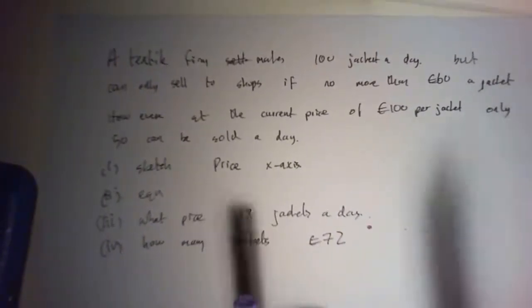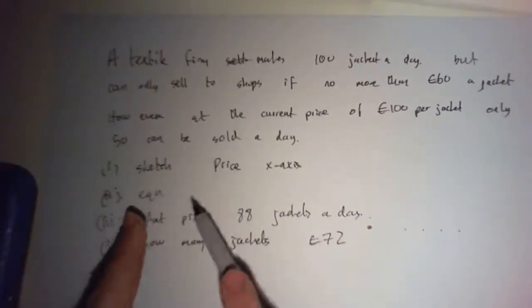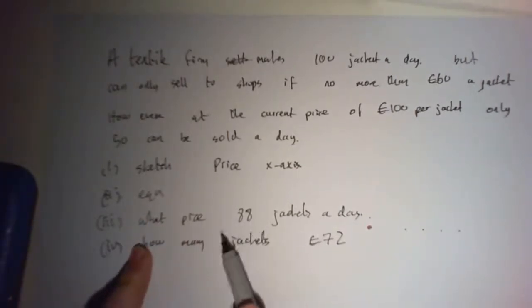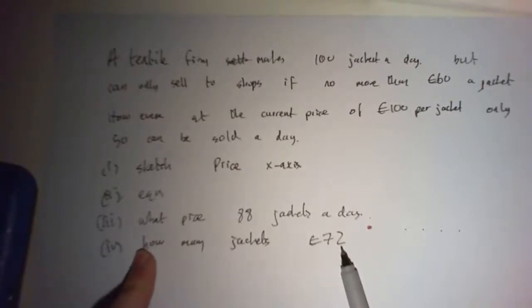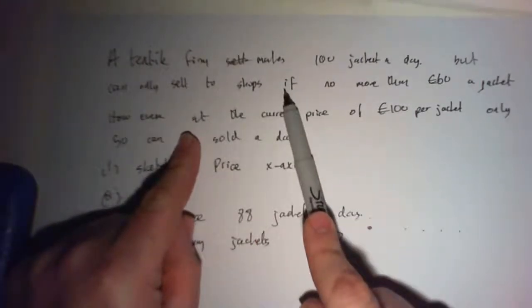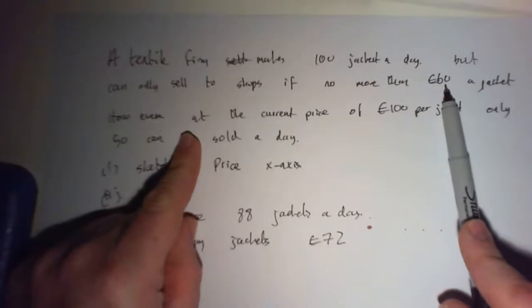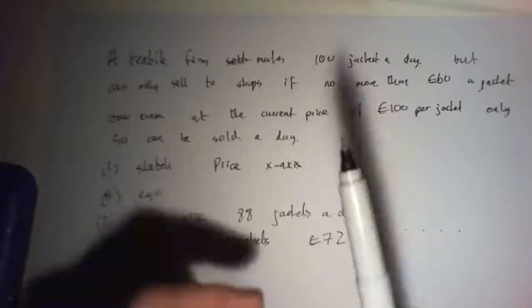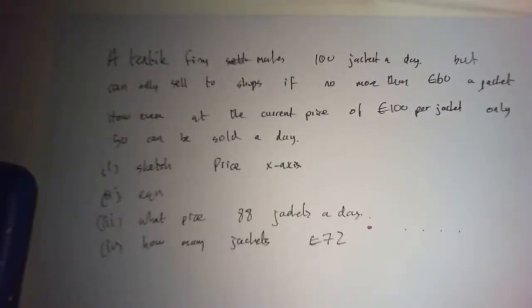Right, so it looks a bit technical, okay? So we're going to sketch it, get the equations of both, same as the last one, find the price at which you can make 88 jackets a day, and then how many jackets a day can you make if you're going to charge 72 quid. So what do we got to go off? A firm can make 100 jackets a day, but can only sell to shops if no more than 60 quid a jacket. But the current price is 100 quid per jacket, so they can only make 50 jackets a day. So there's two different equations there that we're going to have to try and kind of marry together. And once we've done that, then the rest of it's going to be okay. Like, it's not going to be brilliant, but it'll be okay. So let's give this one a go.